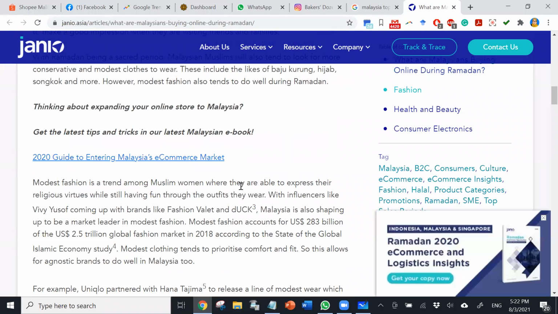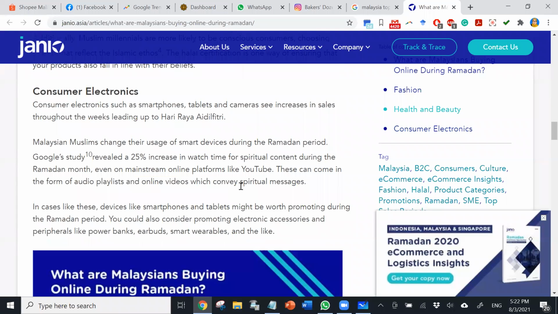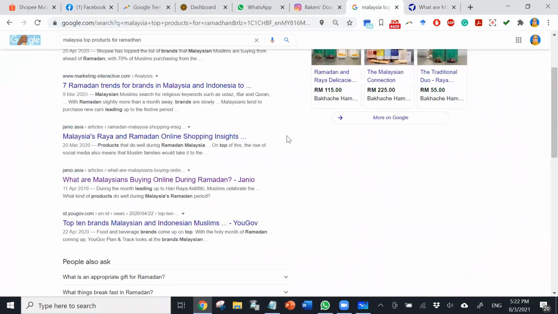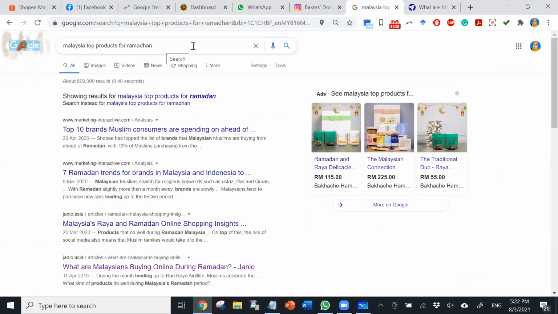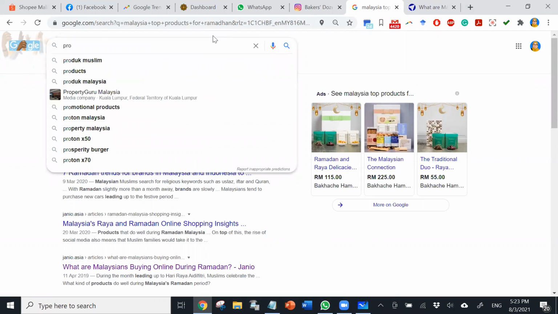Food, for example, Raya cookies. Consumer electronics as well, for example, especially the tripod, the gadget that holds the camera or something. Okay, this is the English one. If you want to sell in Malaysia, you can just write it in Malay: Raya product.